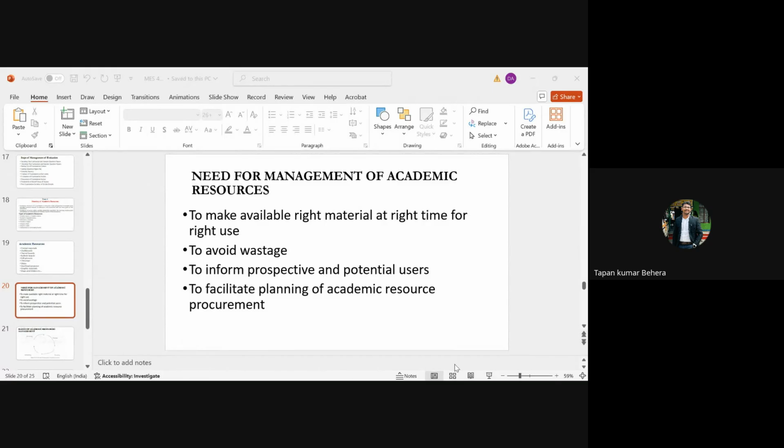Without proper management we cannot use resources properly, with the right time and direction. Very good. Plan and use them in short. Economically use or use in the real context. Any other? For use in the real context or economical use, management of academic resources is important. Any other need?